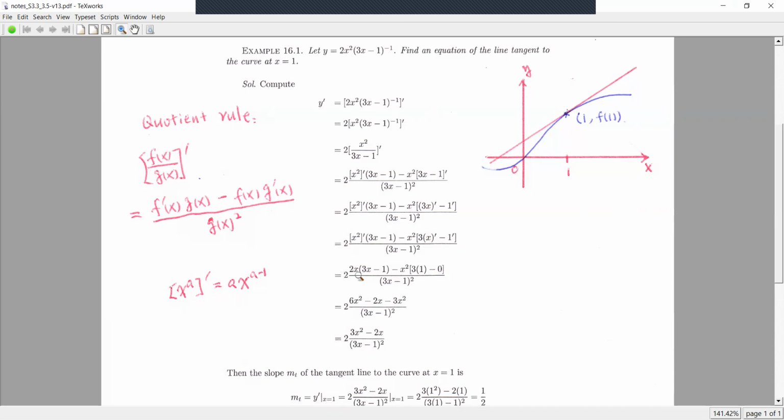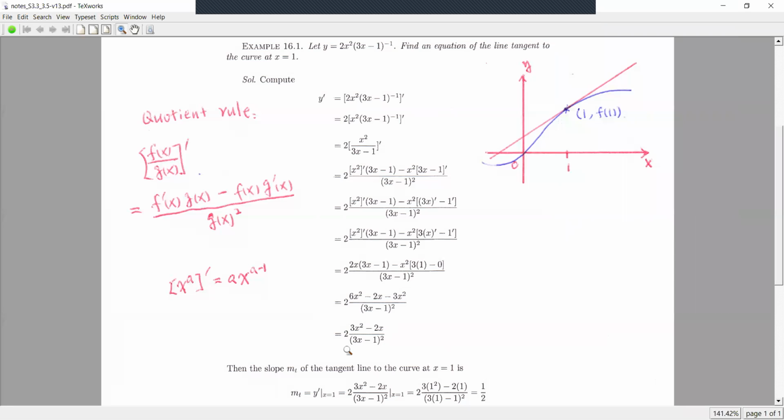Now, distribute 2x to 3x and to 1. Then we get the first two terms. And then x squared times 3 times 1 minus 0 is 3x squared. Combine the first term and the third term, then we get this equation. This is the derivative of the function. Also, it is the slope of the tangent line at the general point x.